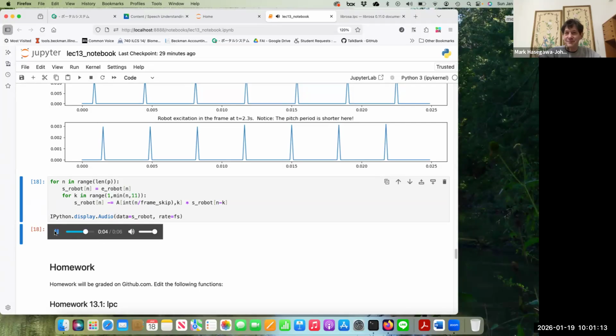And you can do all kinds of tricks. We could add some random excitation to this.